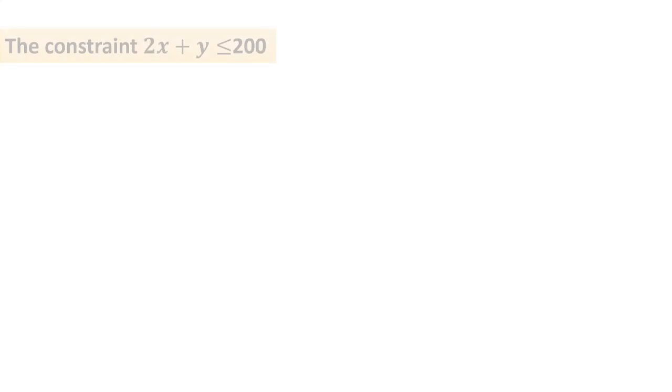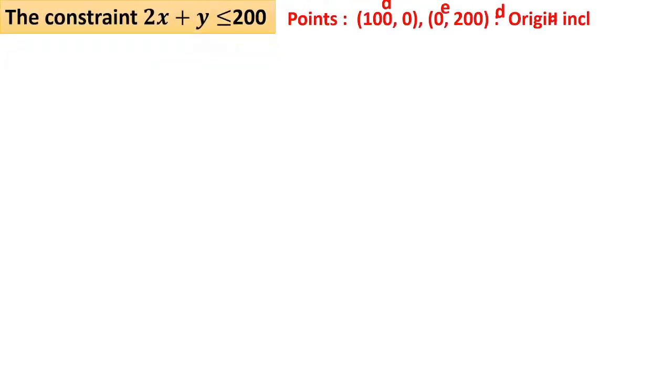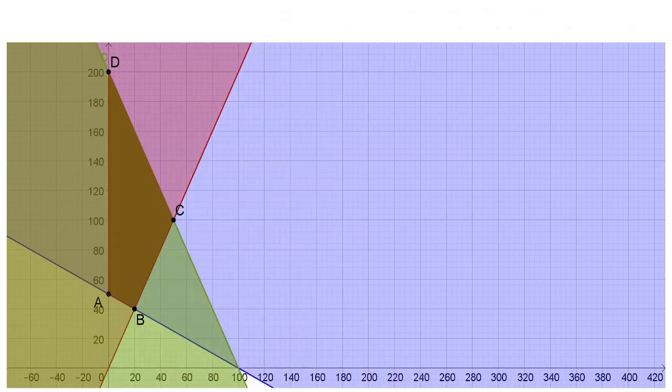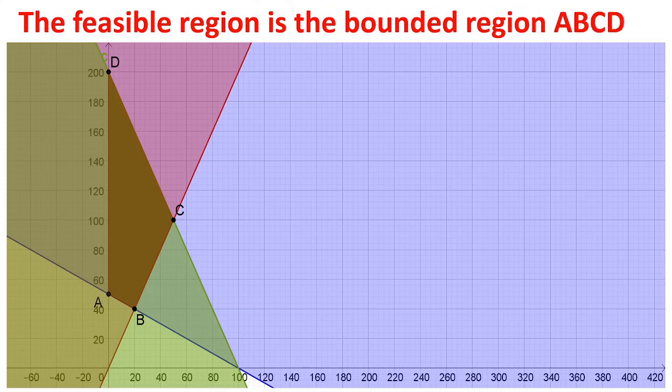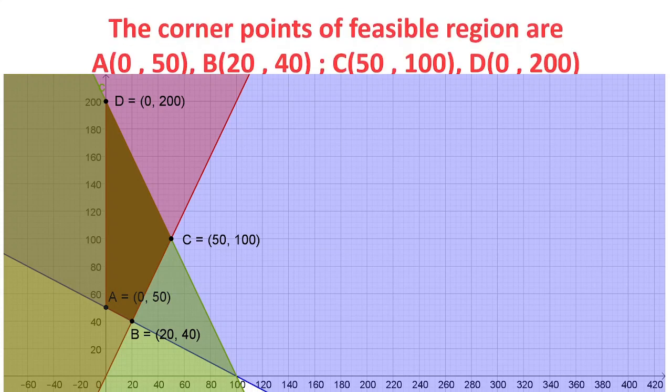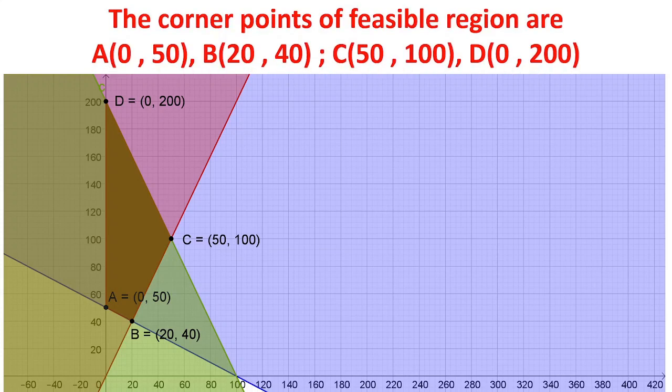Well, let us go to the third constraint, 2x + y ≤ 200. These are the points, origin included. Therefore, I have drawn it through the points (100, 0) and (0, 200), and origin included, therefore it goes down. Let us see what is the common region now. The common region is ABCD, which is a quadrilateral. This is the feasible region. This is very, very important. You have to identify the feasible region, then only you can get the corners. The corner points are (0, 50), (20, 40), (50, 100) and (0, 200). Therefore, at these points only I am going to get the feasible solution.